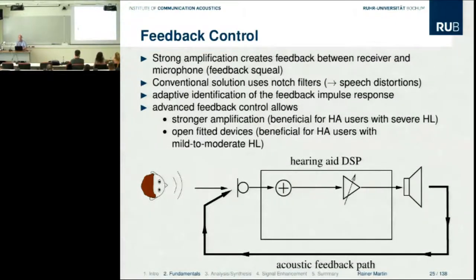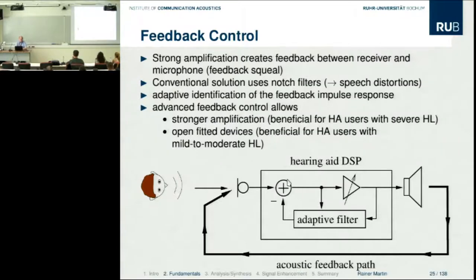frequencies. And it's better to use an adaptive filter and cancel out the feedback, by identifying the feedback path here from the loudspeaker to the microphone by means of this adaptive filter, and subtracting the feedback here at the microphone input, so that it is cancelled out.